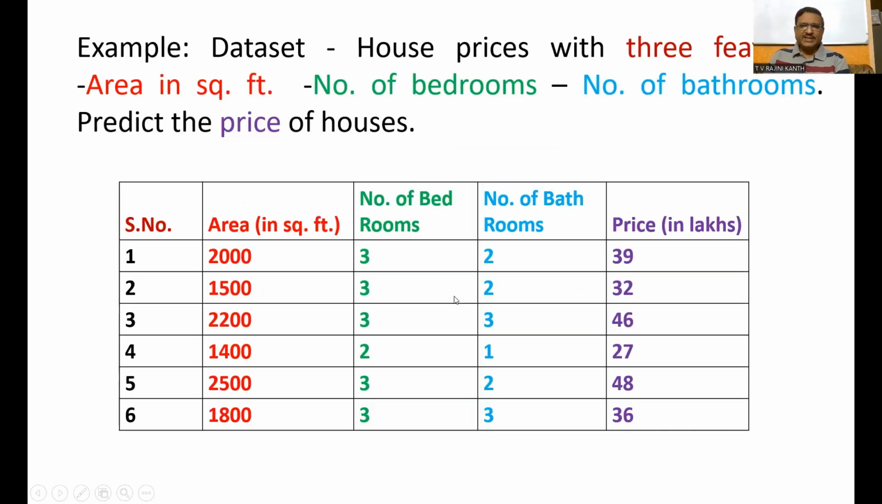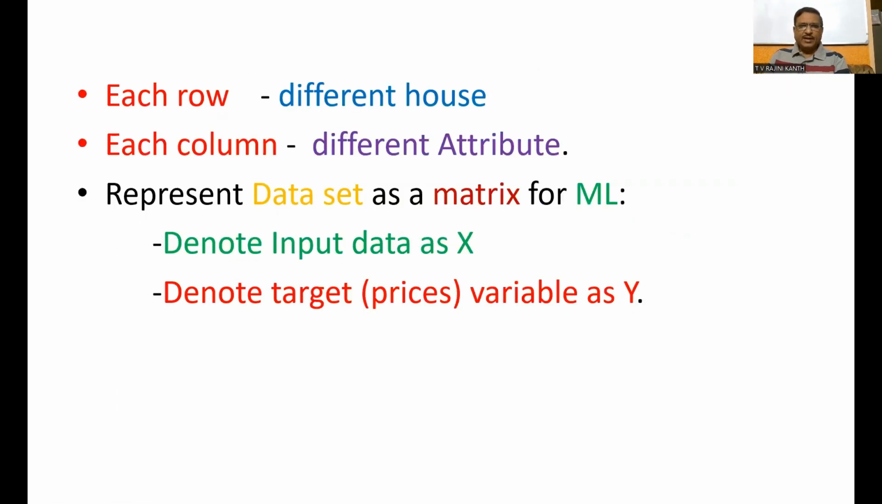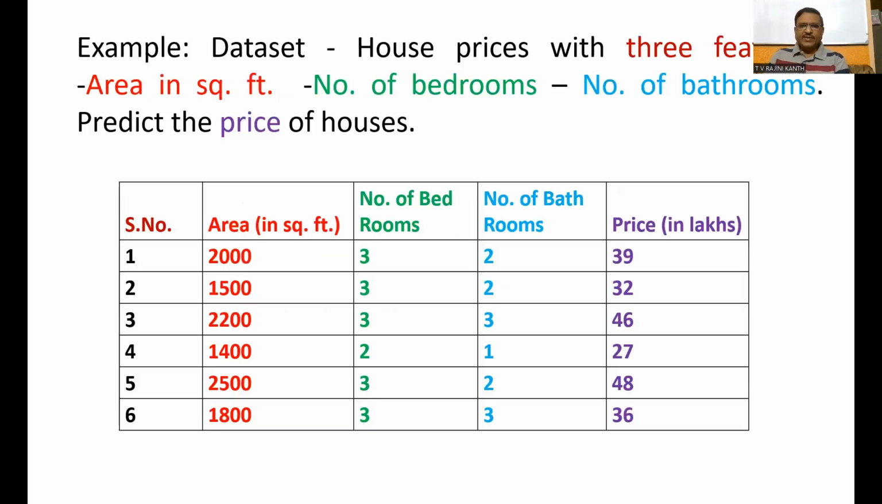How do we represent this data set in the form of a matrix? We will denote the input data as X and the target variable as Y. In the given data set, these three are the input variables or input attributes, and this is the target variable, which we have to predict. This is how we are going to consider the data sets.